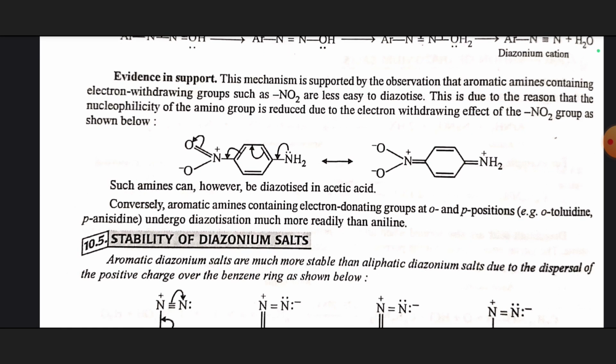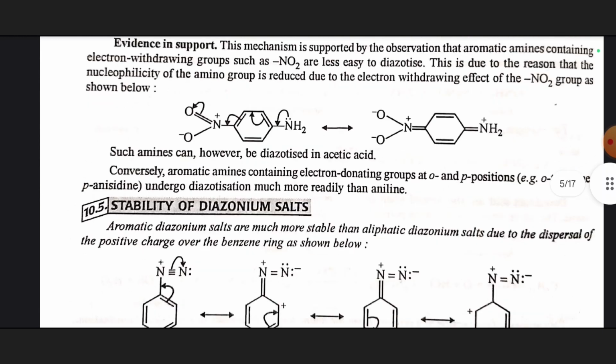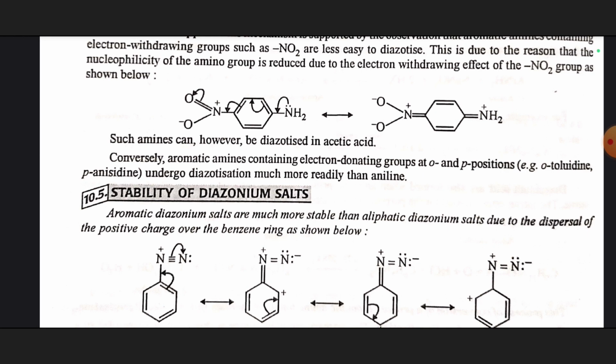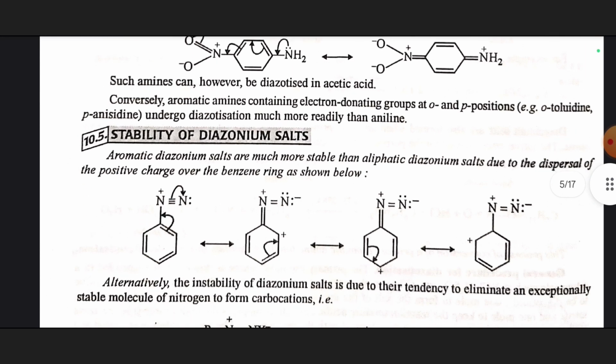Evidence in support. This mechanism is supported by the observation that aromatic amines containing electron withdrawing groups such as NO2 are less easy to diazotize. This is due to the reason that the nucleophilicity of the amino group is reduced due to the electron withdrawing effect of the NO2 group as shown below. Such amines can however be diazotized in acetic acid. Conversely, aromatic amines containing electron donating groups at ortho and para positions undergo diazotization much more readily than aniline.